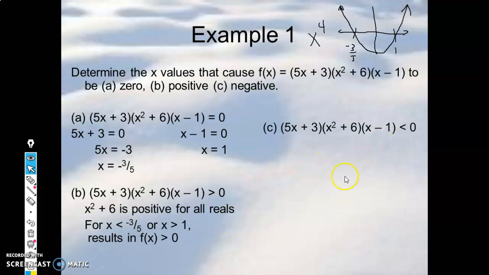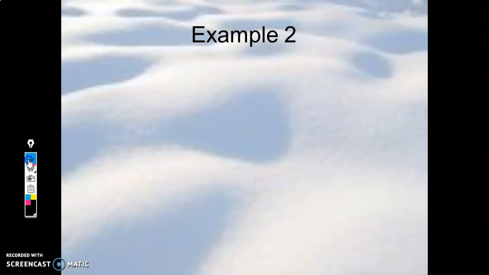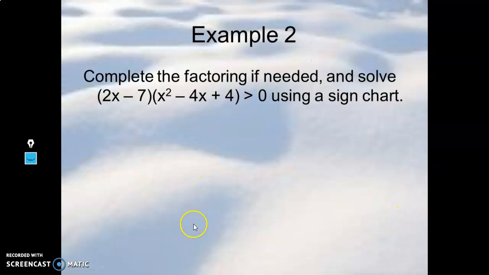And where is it less than 0? Well, you probably would have guessed it's in the middle, okay, where it sinks below the x-axis. All right. Now, is there a way to do this without the graph very easily? And the answer is yes. There's a way that we can do this without a graph, and that's by making something called a sign chart. That's what we're going to show you here soon.